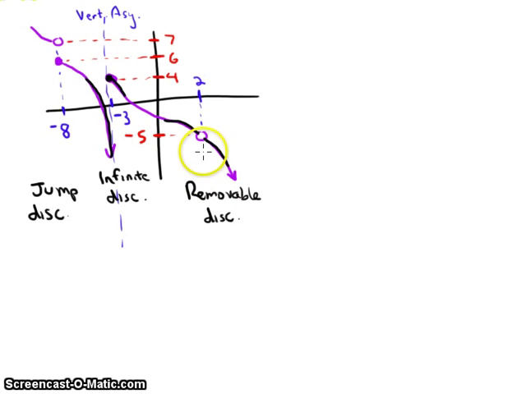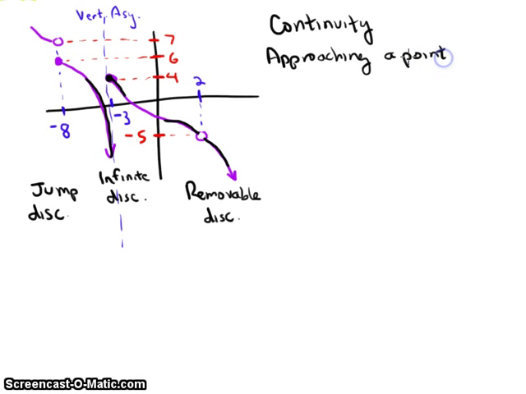Now what I want to do is take a look at continuity from the perspective of approaching a point from the left and from the right. We're going to make a little set of rules here that will help us so that we don't actually have to see the graph. We could consider looking at the function definition, and from what we would know about that function definition, how can we tell that it's continuous? So let's go ahead and see what we've got in these cases.